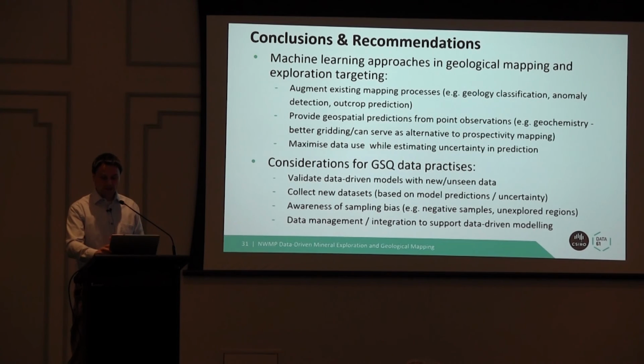Now we know that these models are of course predictive, and they're probably wrong in some areas. So we need to validate those data-driven models on data that were not seen. And that comes back to collecting new data sets. So we hope that the uncertainty maps and the probability maps also help GSQ target areas where there is potential to update the map or update the result of the model.